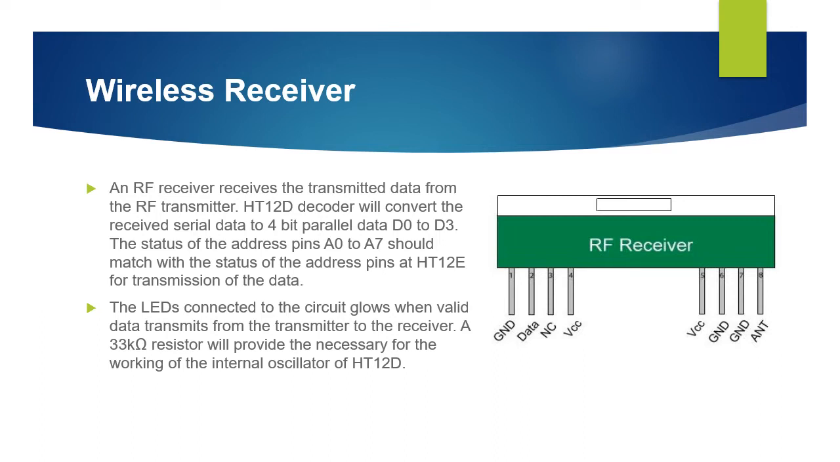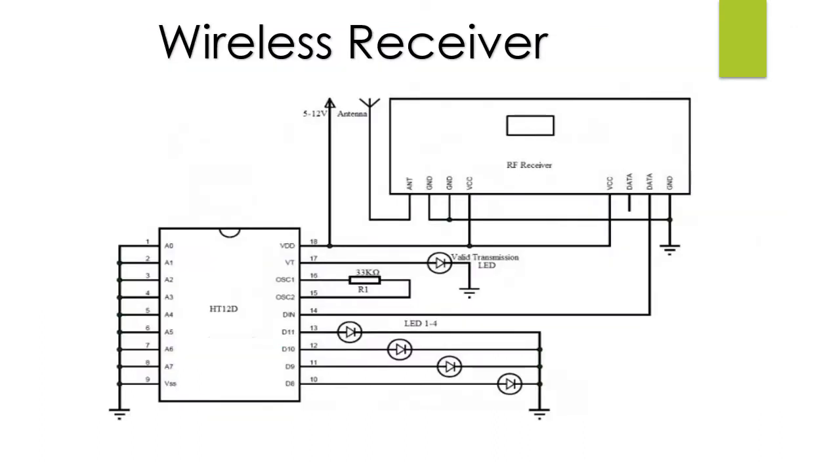Wireless receiver. The radio frequency receiver receives the transmitted data from the RF transmitter, as we have seen before. Here, HT12D decoder will convert the received serial data to a parallel data of 4 bits. The LED is connected to the circuit. Here you can see this one is the decoder. HT12D is the decoder, which is connected to 4 LEDs and a resistor of 33 kilo ohm and a valid transmission LED. And it is connected to the RF receiver.